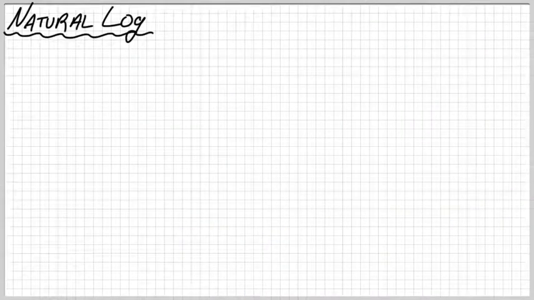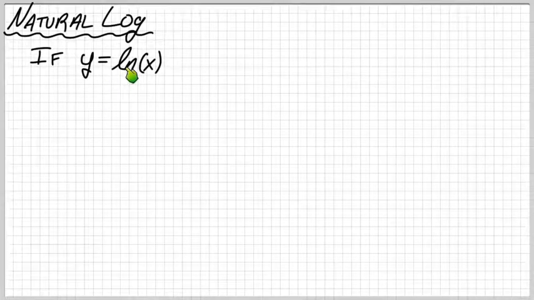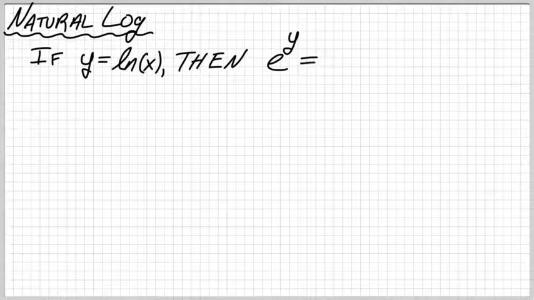Okay, the final new idea for these notes, and this actually shouldn't be new, since we did it in Algebra 2, is the natural log. So here's the idea behind the natural log. We say if y equals the ln of x, which means the natural log of x, then e to the y equals x. So that's log form, and that's the exponential form.